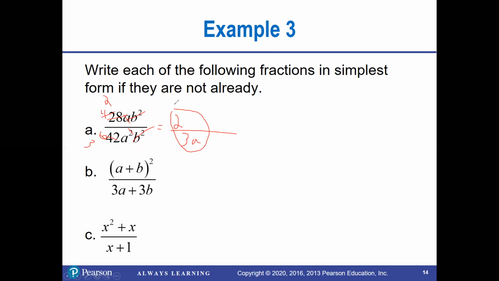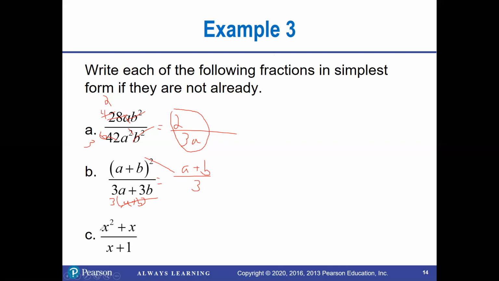Okay? So how do I deal with B? Well, remember, A plus B squared just means A plus B times A plus B. But if I factor out a 3, I have A plus B, which is the same as this A plus B that I have 2 of them for. So I get 2 of those, I get that one there, which leaves me with A plus B all over 3.